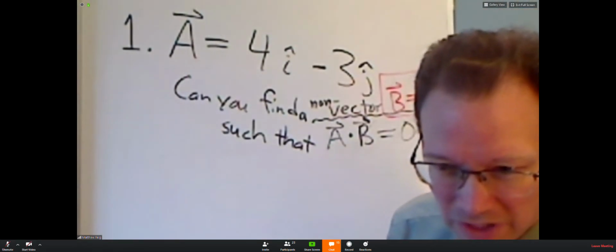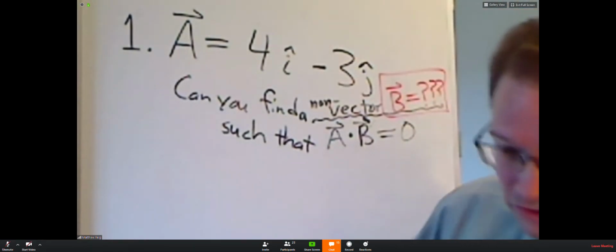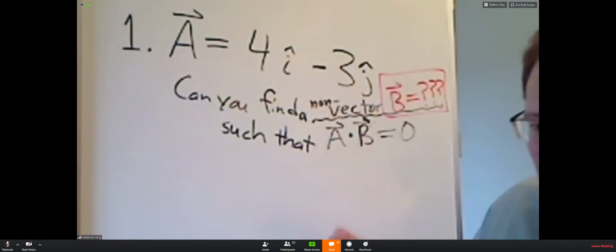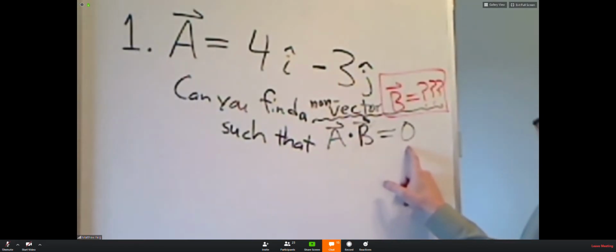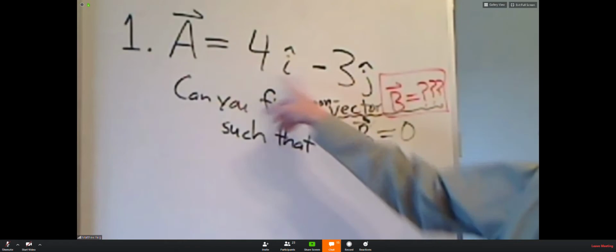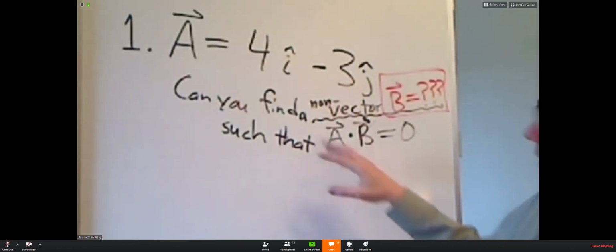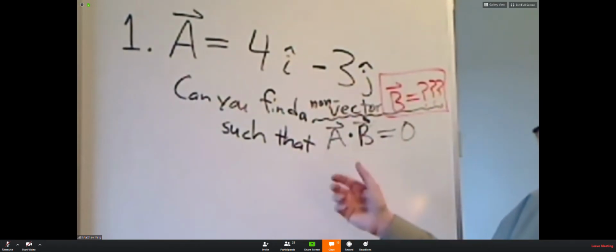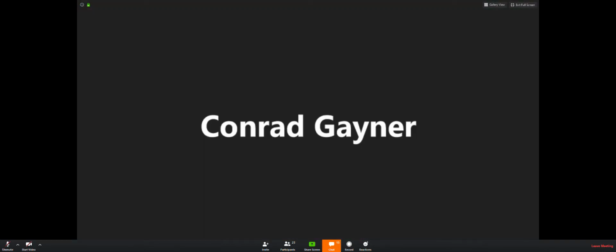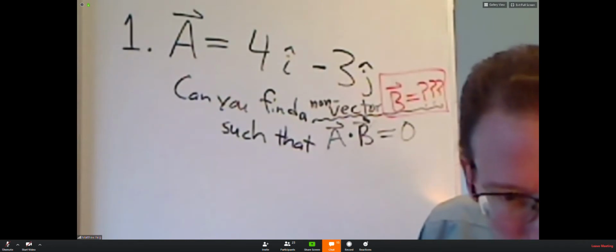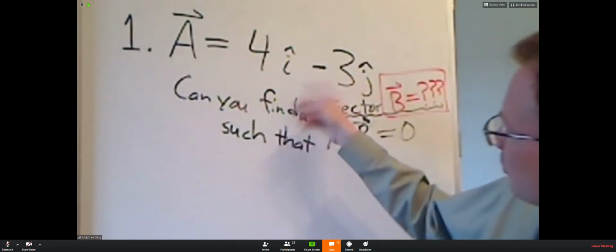If A dot B is 0, they are perpendicular. So that's the core geometric idea of the dot product. If this is 0, either A is the 0 vector, but clearly A is not 0, or B is 0, and I don't want B to be 0. So I need to arrange them to be perpendicular. So how could we build a vector that's perpendicular to this?